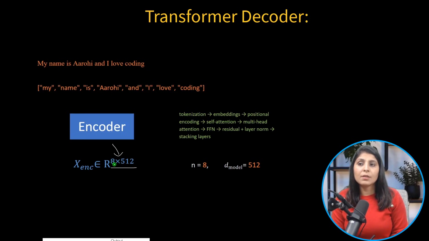What is this 8? 8 means the number of tokens in our input sentence. So we have 8 tokens over here. And what is this 512? This 512 is a D model.